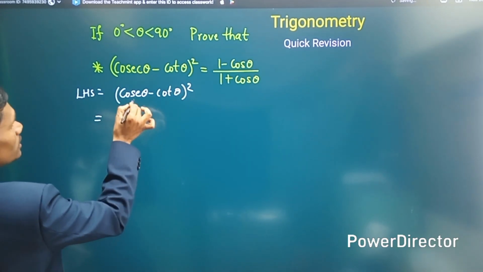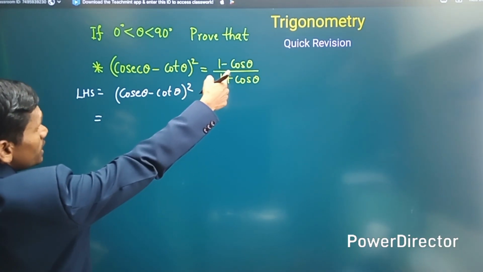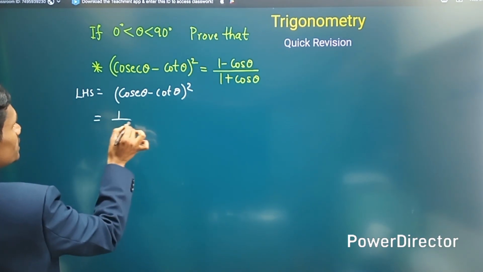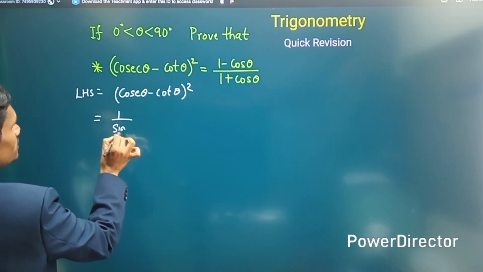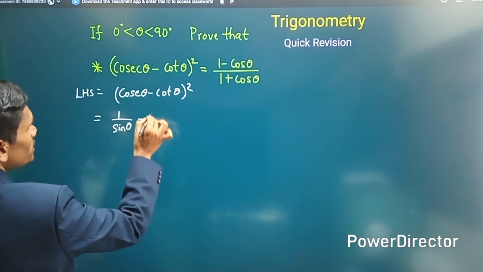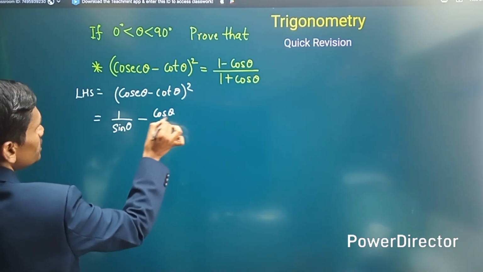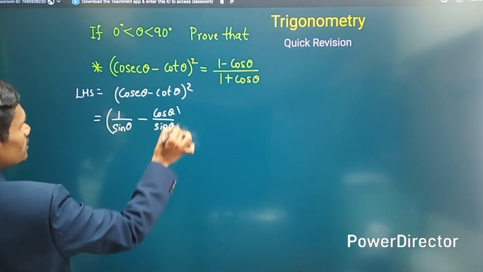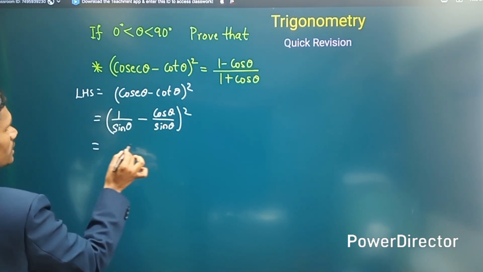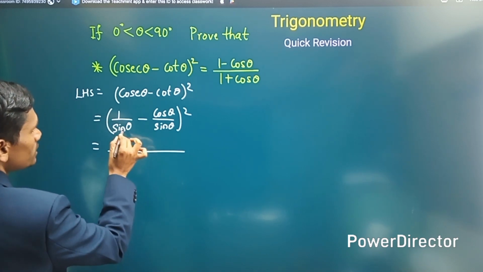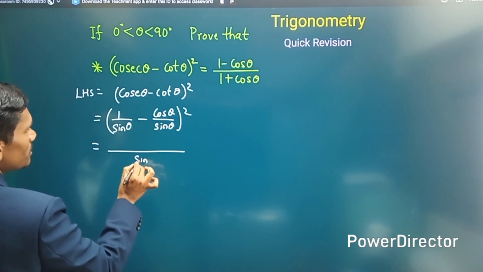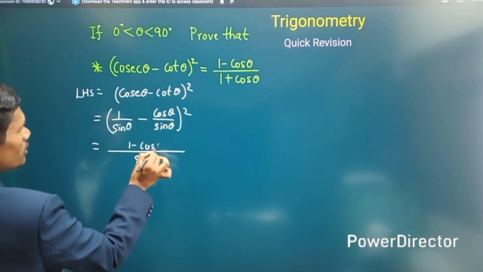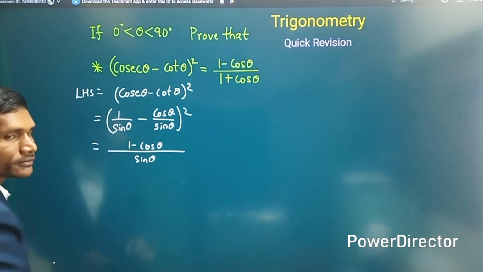Next, what you have to do is change this to sin and cos. So you write this in terms of sine theta, because cosec theta is 1 by sin theta, and cot theta you can express as cos theta by sin theta. Bracket square. Coming to this, take LCM. LCM is sin theta, right? Here this becomes 1 minus cos theta.